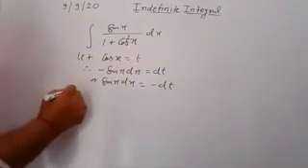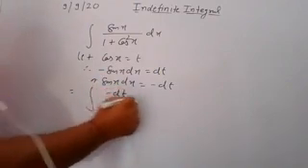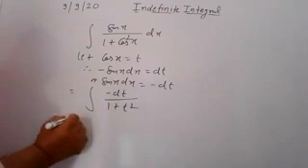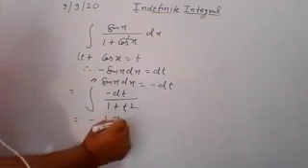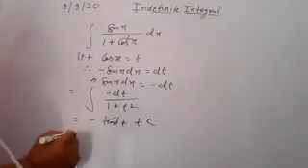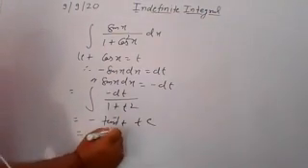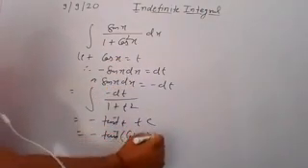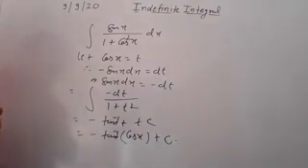Now using that result in the integral, you have minus dt upon 1 plus t square, and you know the integral of that. That is equal to minus tan inverse t plus c. Now putting the value of t. The value of t is cos x. So minus tan inverse cos x plus c is your answer. Understand?